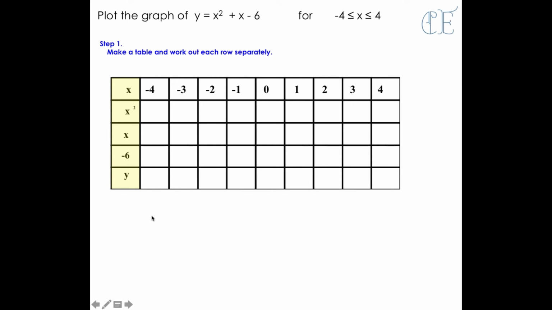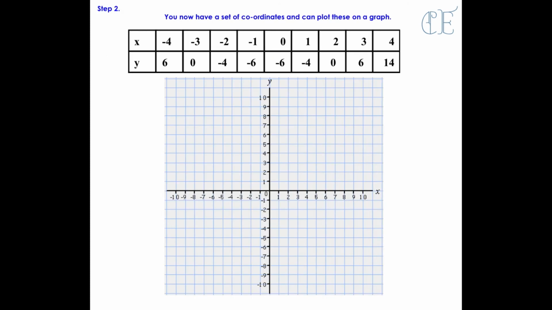So pause the video and have a go at substituting x into this equation to find your y answers. If this bit confuses you and you have your own method, feel free just to put the answers in your working out. Okay, if you've had a go, let's have a look at the answers then. So we have 6, 0, minus 4, minus 6, minus 6, minus 4, 0, 6, and 14. You would have found those by putting these x's into the equation. So now we can plot our graph.